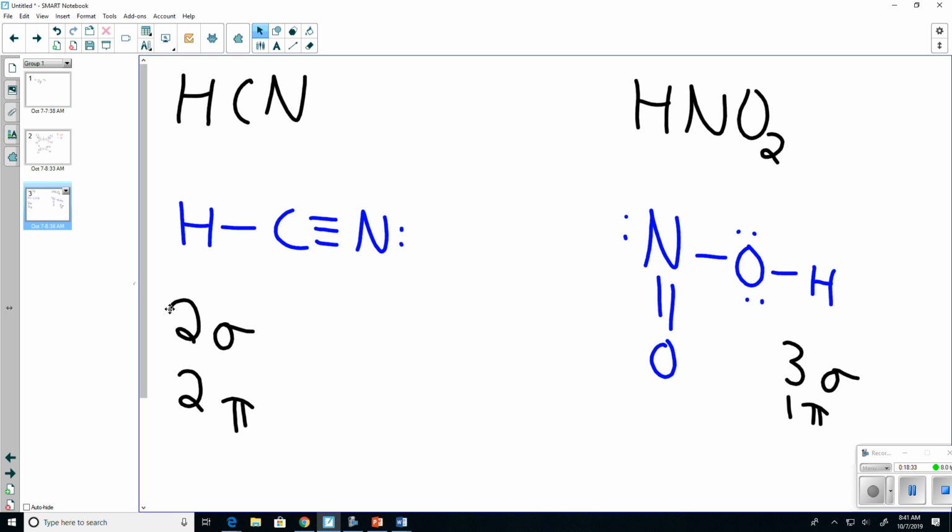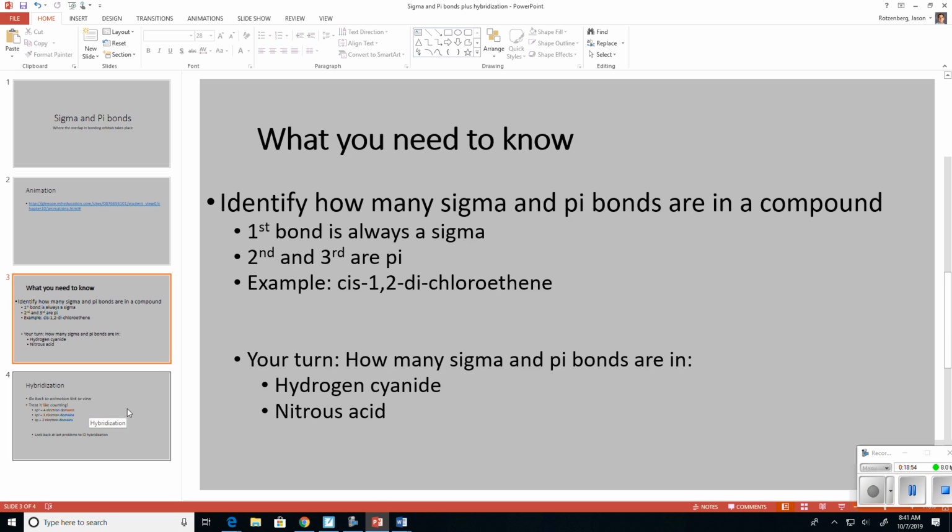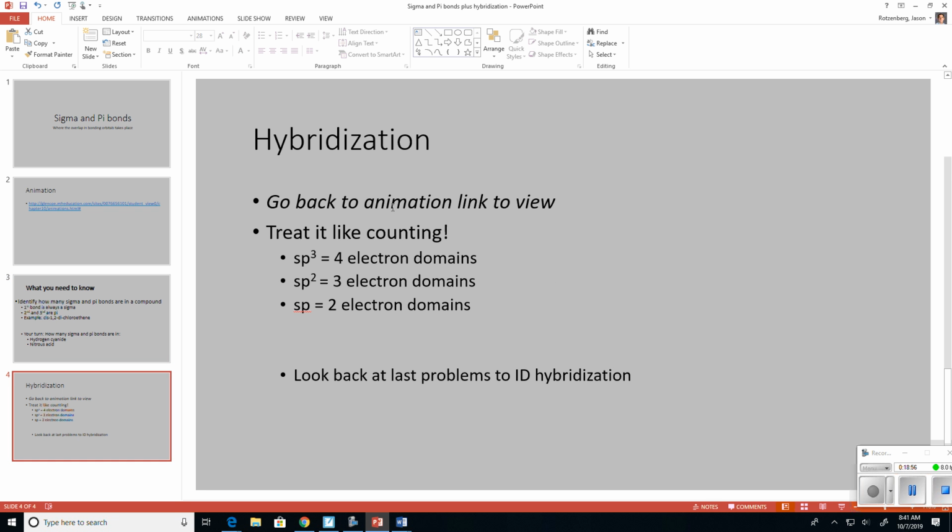So this is half of what we needed to go over today, which is just another application of Lewis dot, another way to explain how bonding occurs. We all right? Okay. Hybridization. So let's go back to the animation to look at that. And then, as I said, we're just going to treat this like counting.